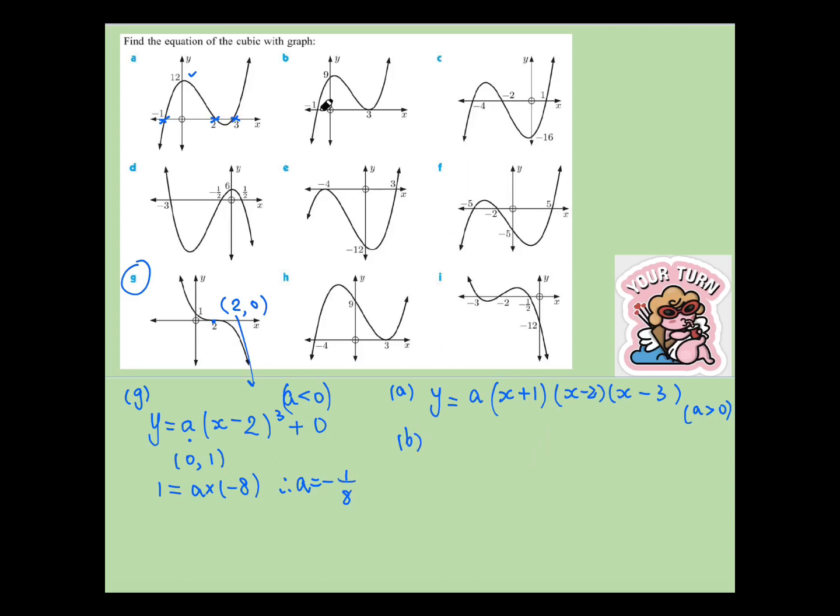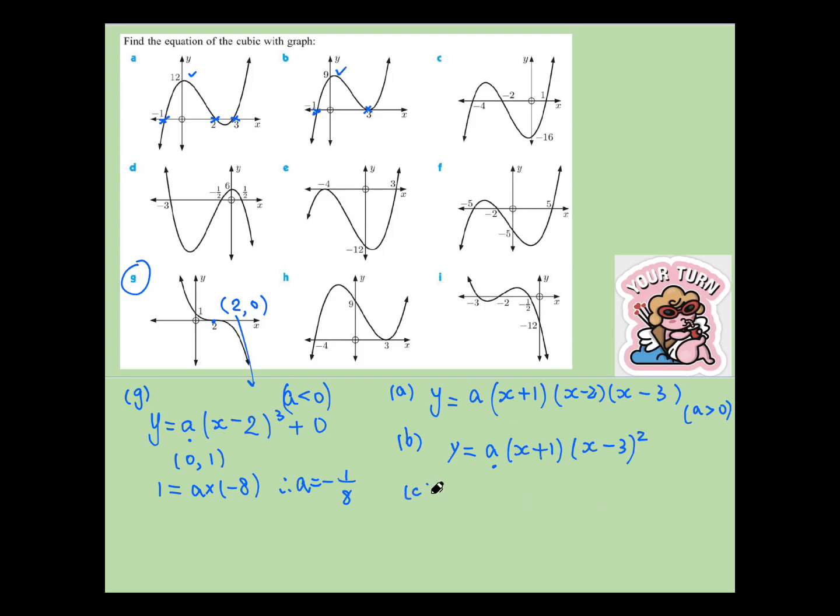Then for part B, it is climbing up a hill as well. There are only 2 x-intercepts. The graph cuts the x-axis at x equals negative 1. Therefore, there is a linear factor x plus 1. But the graph touches the x-axis at x equals 3. It means we can create the factor x minus 3, which is a repeated factor. Same, the value of a is determined by the y-intercept.